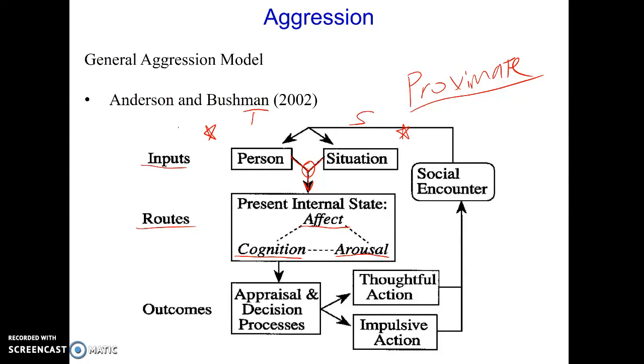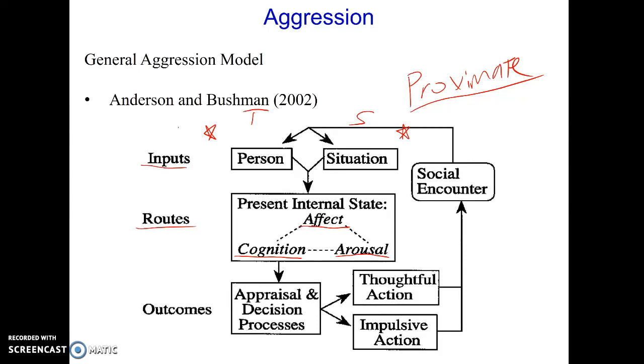You need to know those things because they're going to be relevant. So what this says is, if you look once again at the arrow that I just erased, this thing here with the person by situation, it's going to tell us that who you are and the situation is going to influence these things.